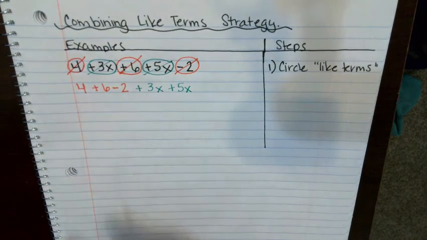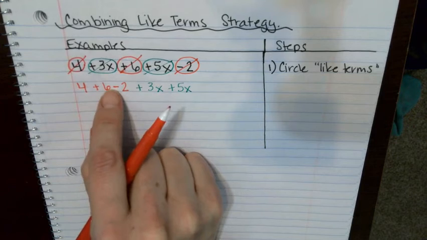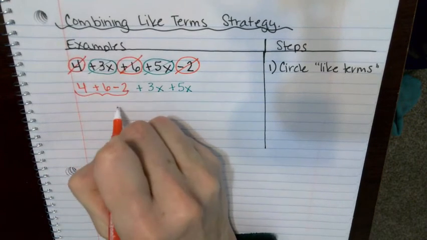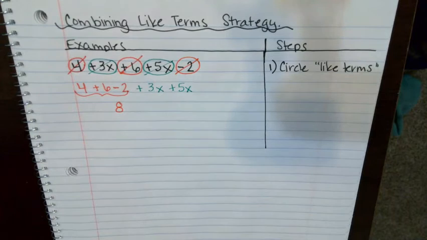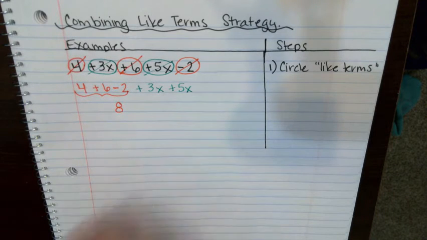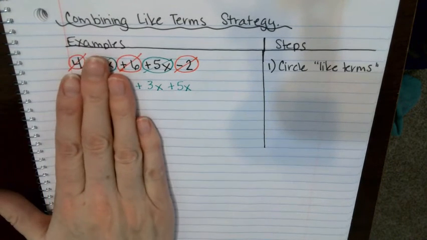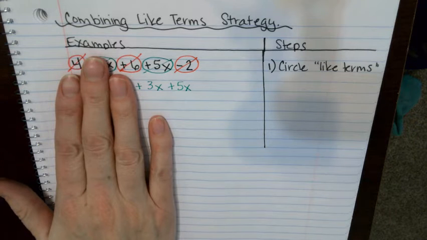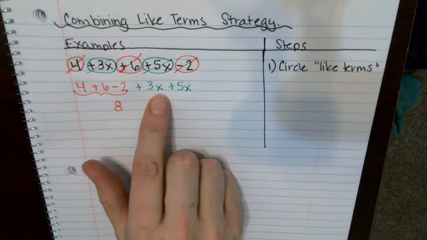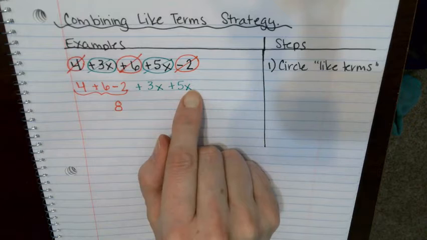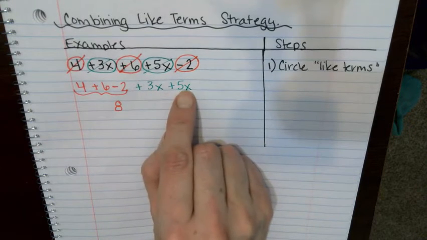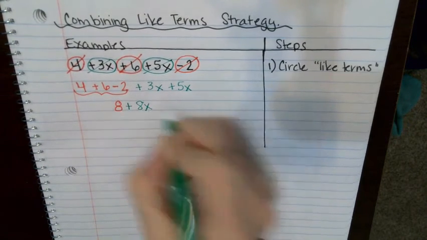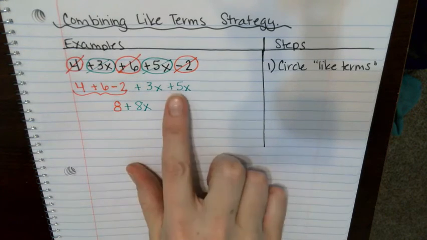In red, I have 4 plus 6, which is 10, minus 2, which is 8. Okay, now with just my green, notice that first I add 3x, then I add 5x. Well, if I have 3 x's and I have 5 x's, it means I have 8 total x's. So I'm going to add 8x. Okay, so let's keep going.